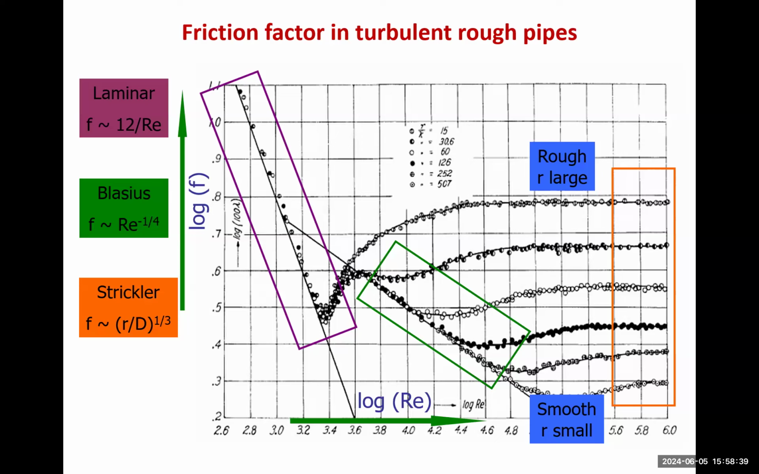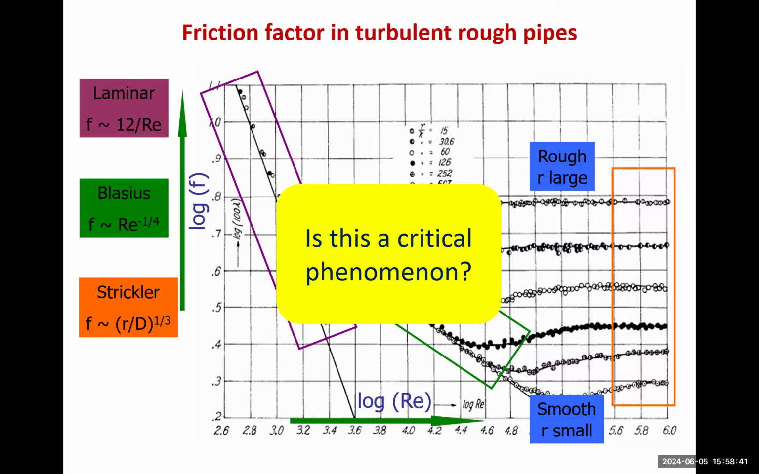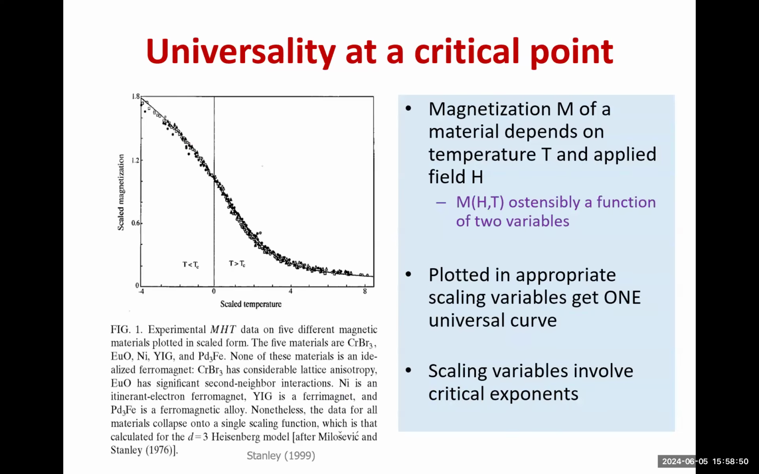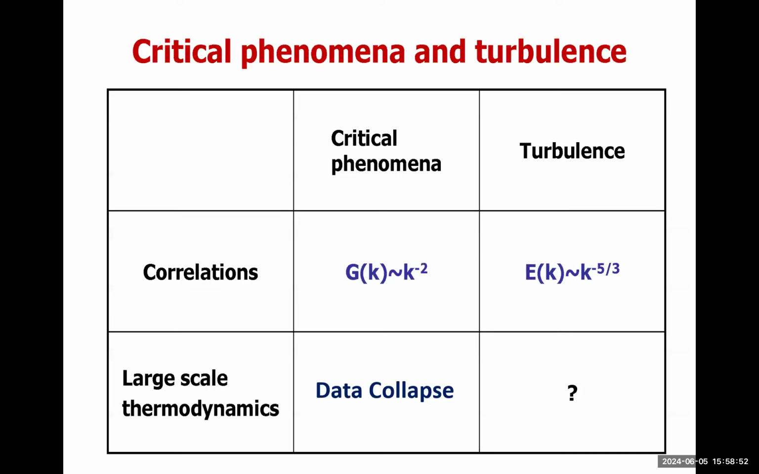So the question we want to understand is: is this a critical phenomenon? You remember last quarter we talked about data collapse. Here's data collapse. There are two things. One is looking at correlations at phase transitions. Say the 2-point correlation function goes like k to the -2 or something like that. The correlation function for the velocity fluctuations goes like k to the -5/3. I showed you that. That's Kolmogorov's law.